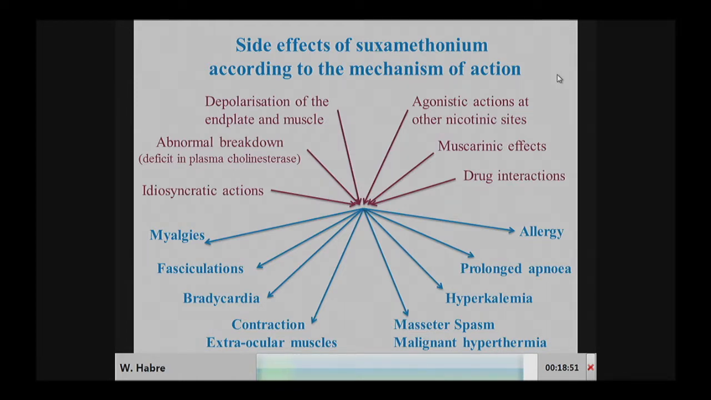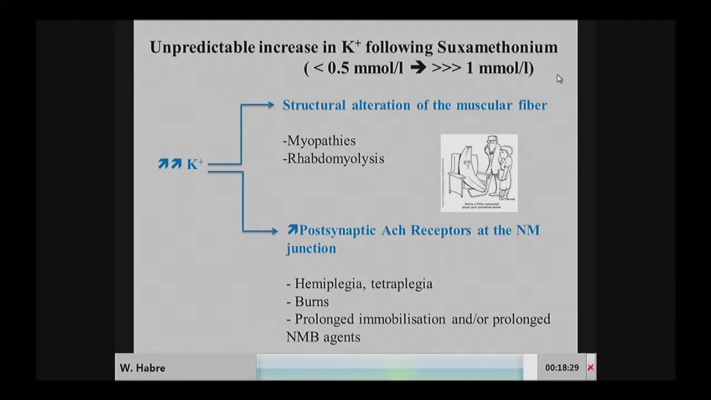And the side effects are actually due to its mechanism of action. Besides the allergy, there is prolonged apnea because of deficit in pseudocholinesterase, fasciculations and myalgias that can occur, and bradycardia, particularly if you inject the second dose. I would like to talk to you about hyperkalemia. So what happens with the potassium increase when you give suxamethonium? What you need to know is that it's unpredictable.